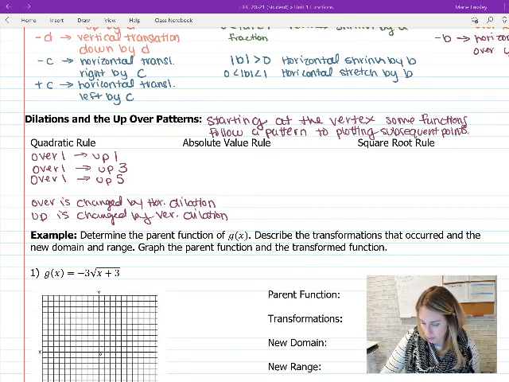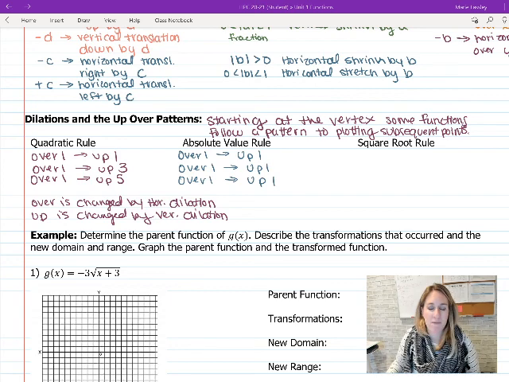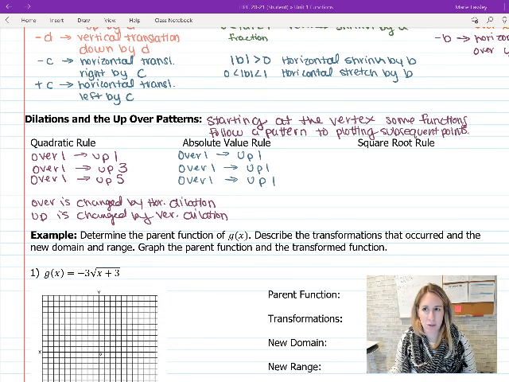It just goes over 1, up 1. So over 1, up 1, over 1, up 1, over 1, up 1. It's really boring. Absolute value graphs are super boring. All right, and the same deal here, right? Over is being changed by any horizontal dilation, whereas up is being changed by any vertical dilation.